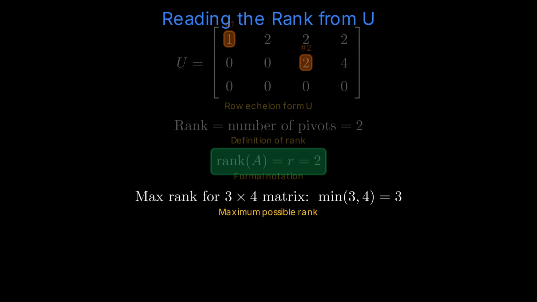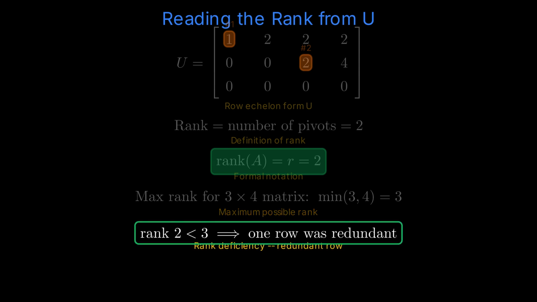A 3x4 matrix could have rank at most 3, since the maximum rank equals the minimum of the number of rows and columns, which is the minimum of 3 and 4, giving 3. That's 1 pivot per row at most.